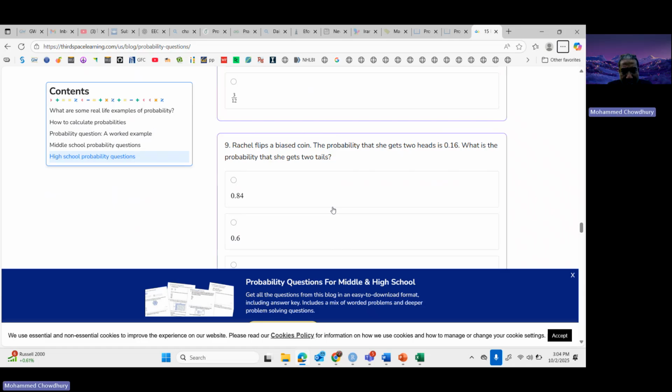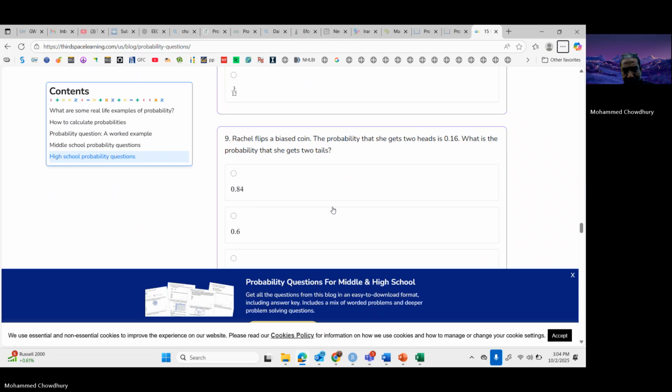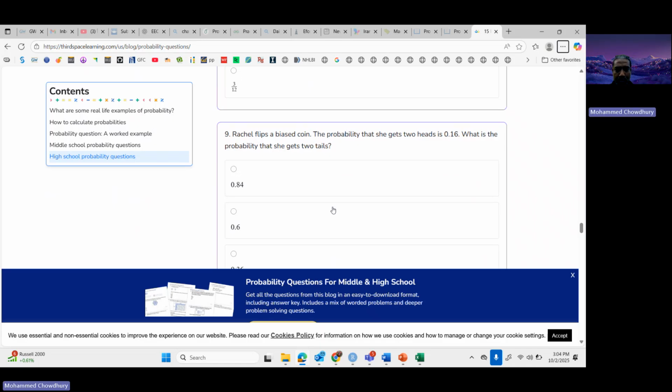Rachel flips a biased coin. The probability that she gets 2 heads is 0.16. What is the probability that she gets 2 tails? So the probability that she gets 2 heads is 0.16.